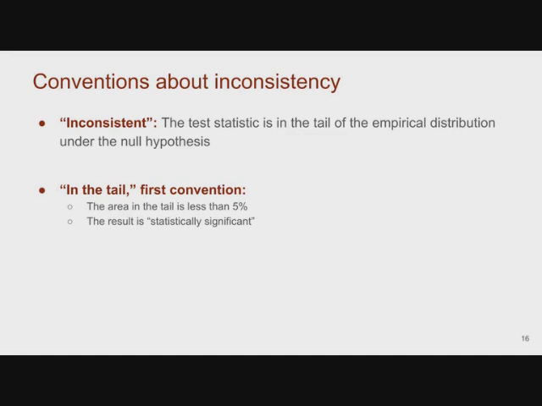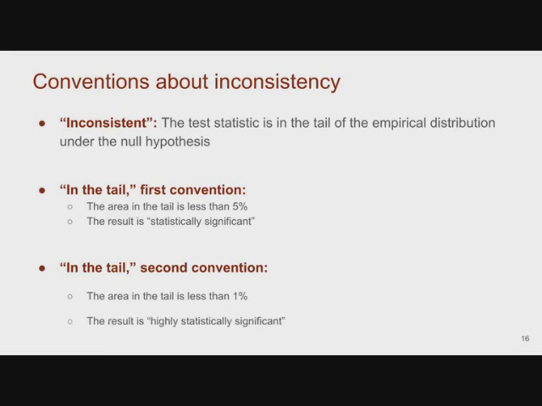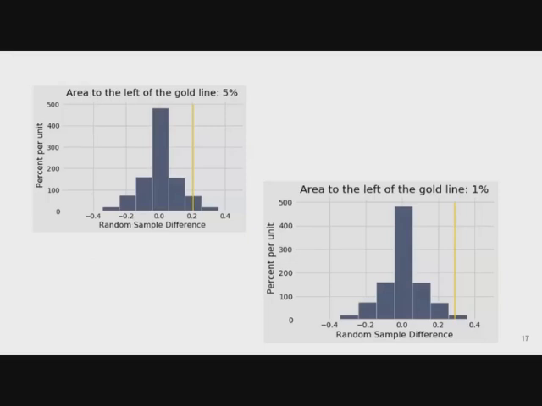The second convention is the same idea about looking at the tail, but with a sharper, more strict cutoff. We have that cutoff at 1%. If that is the case, we say that the result is highly statistically significant, which means it is 99% not due to chance. Okay. And so we can look at this.